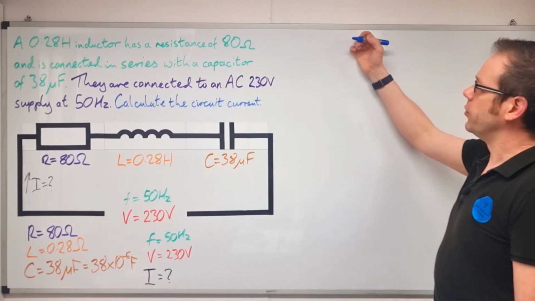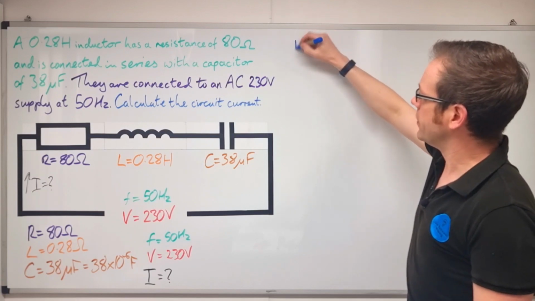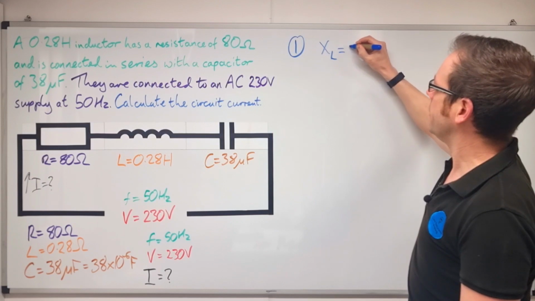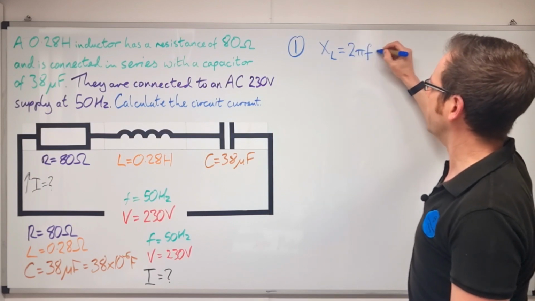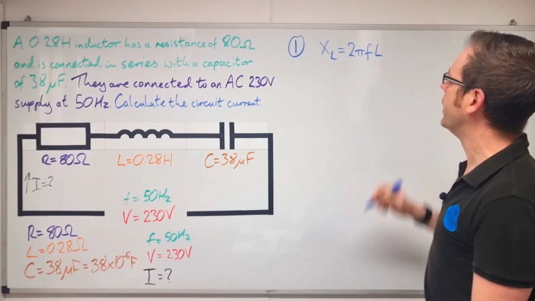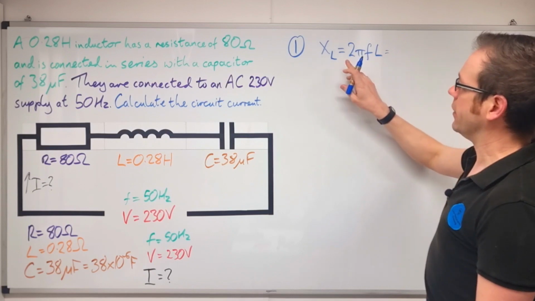So let's have a look at this. So we're trying to find the inductive reactance to start with. So this is the first step. So we'll call this step 1. XL, you may remember, is equal to 2 times pi times F times L, like that. XL is equal to 2 pi FL. And then all we've got to do for this question is swap out the numbers that we've got.